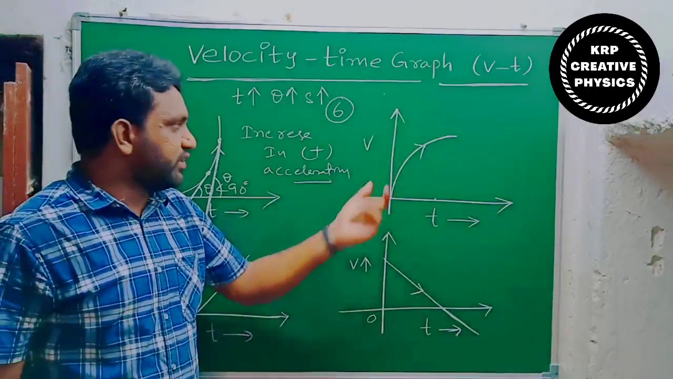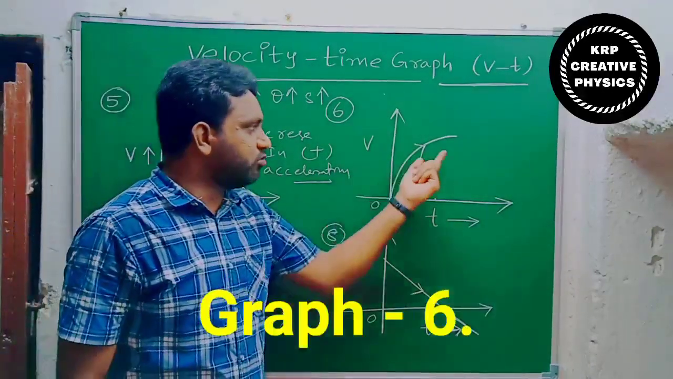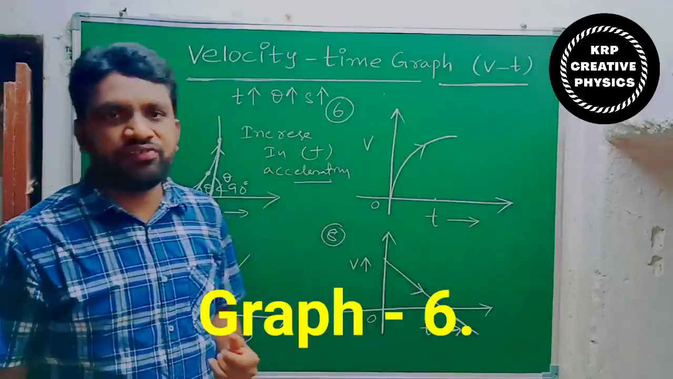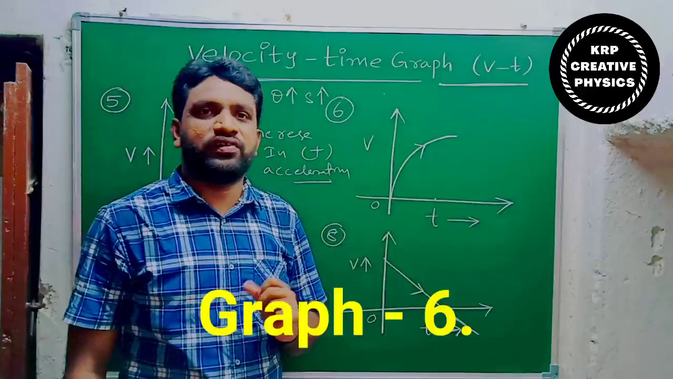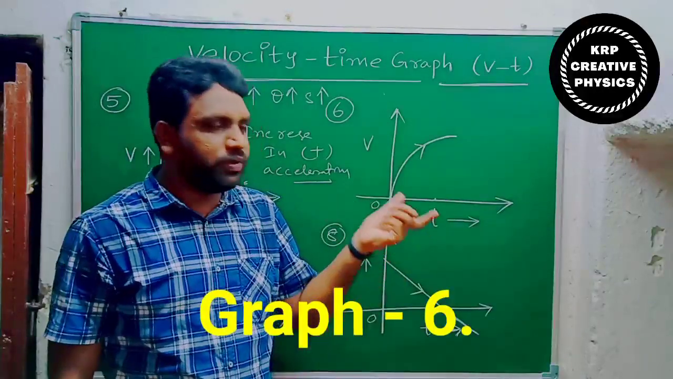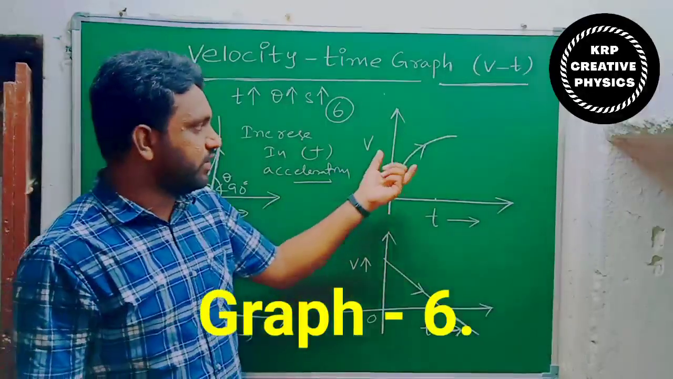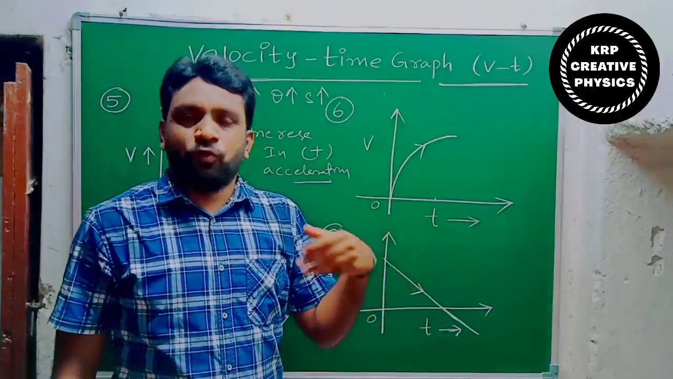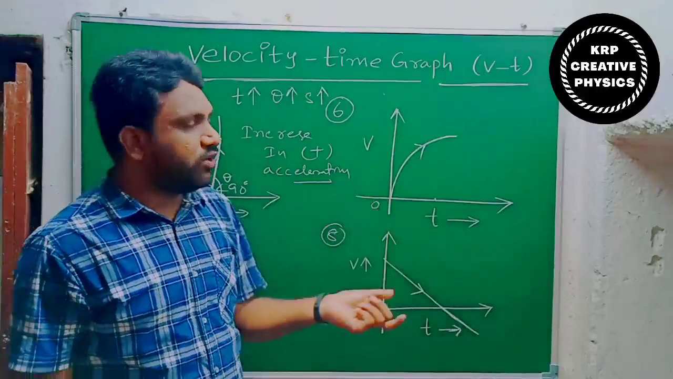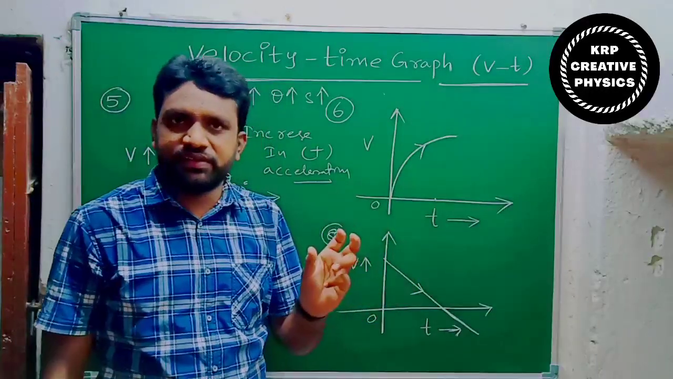And if we consider the sixth graph, it is also not a straight line. If it is not a straight line, what does that mean? The slope is changing continuously. When the slope is changing, acceleration is changing, because slope equals acceleration. You know that very well. So it is variable acceleration. But we should know whether the slope is increasing or not, and according to that we can decide whether acceleration is increasing or decreasing.